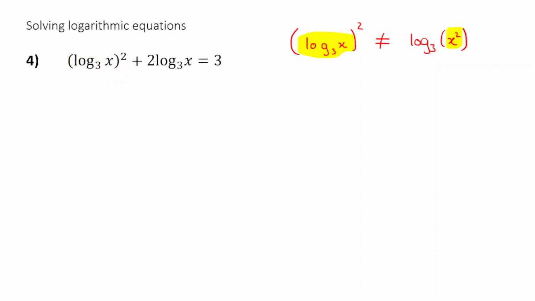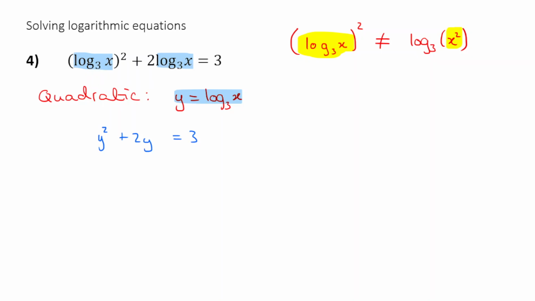Now, what's the key to doing this type of question? It's actually to notice that this equation is a hidden quadratic. How is it a quadratic? Well, if we do the substitution y equals log base 3 of x, hopefully you should see why, because I'm going to take the log base 3 of x there and replace it with y. If I do that, I get y squared plus 2y is equal to 3. And that's a quadratic, isn't it?